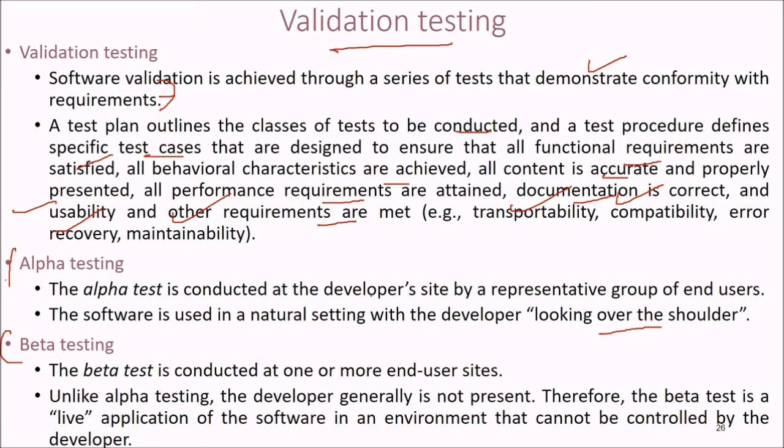Alpha testing is conducted at the developer side by a representative group of end users. So at your location, the end user will come and now you are going to test. The software is used in a natural setting with the developer. Then we go to beta testing.